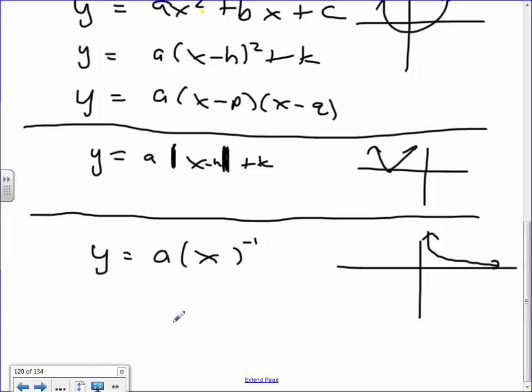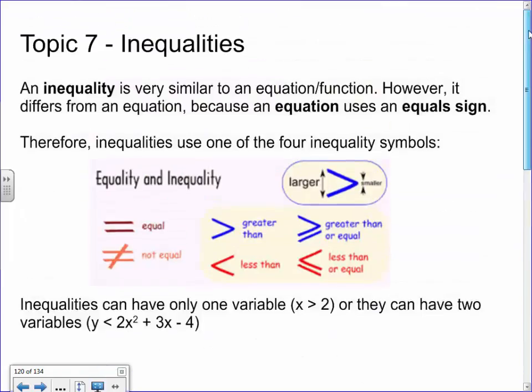Okay, anyways, let's talk about today's notes then. So the last thing I want to talk about are what are called the inequalities.